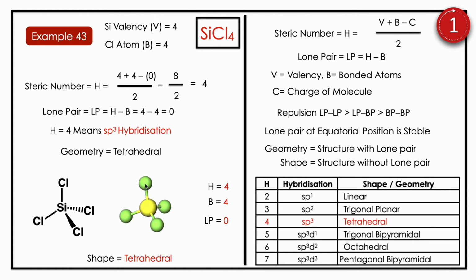Then let us look at example 43, silicon tetrachloride. Silicon is the central metal atom, carbon group. Valency is 4, so chlorine atoms are 4. So if you substitute in the steric number, H equals (4 plus 4) divided by 2, which gives 8 by 2 gives 4. Lone pair will be H minus B, which is 4 minus 4 equals 0. H4 means sp3 hybridization. So the geometry will be tetrahedral, but you don't have any lone pair in the system. So geometry and shape will be the same. So silicon tetrachloride will be like carbon tetrachloride, tetrahedral shape.